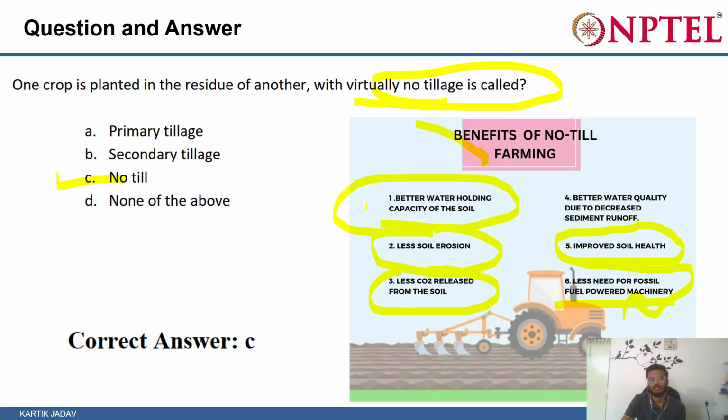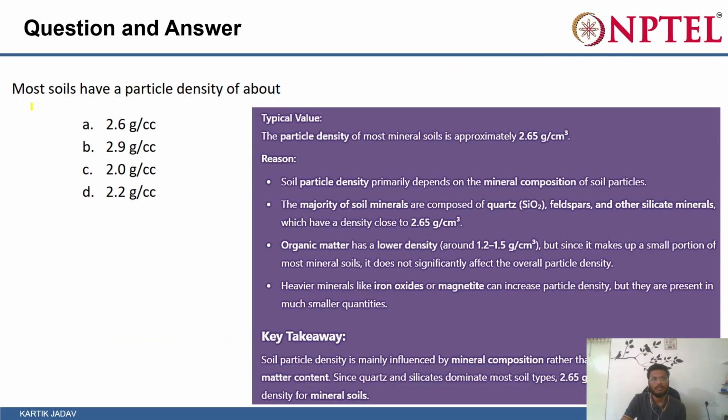So correct answer is option C. Next question, most soil have a particle density of about... we know that particle density of most of the soil is around 2.65 gram per cc. So correct answer is option A, that is nearby 2.65.